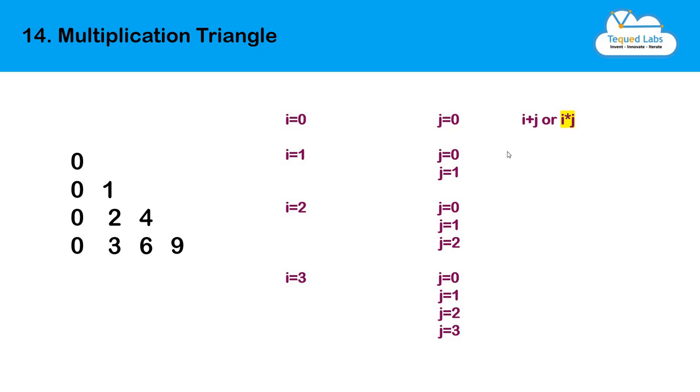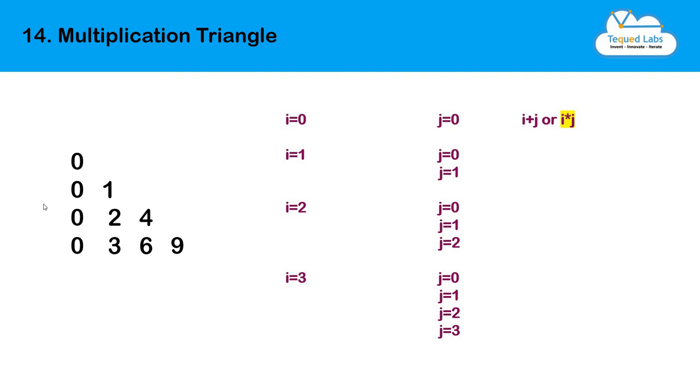Now we need to identify what function will result in this particular number. In the first case, it can be either i plus j or i star j. 0 plus 0 is 0, or 0 into 0 is also 0. Now we are in ambiguity, either to use this or this. So let us explore the next condition.